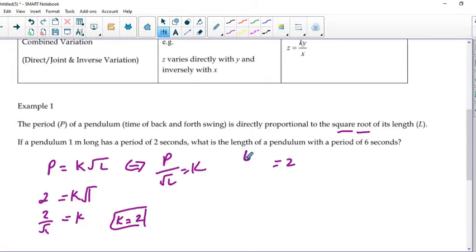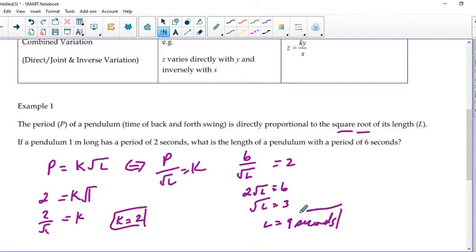So the period is 6 over the square root of L. Okay, so I can cross multiply. 2 square root of L equals 6. The square root of L equals 3. Square both sides, L equals 9 seconds.